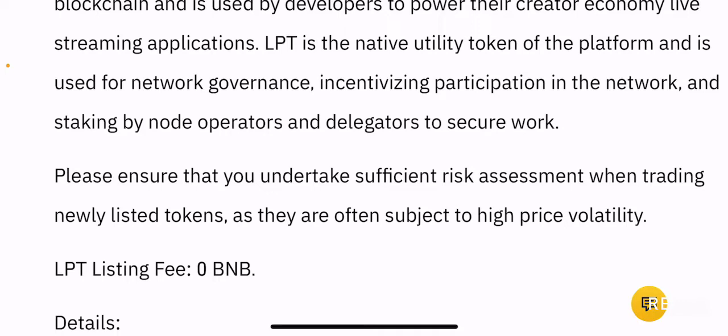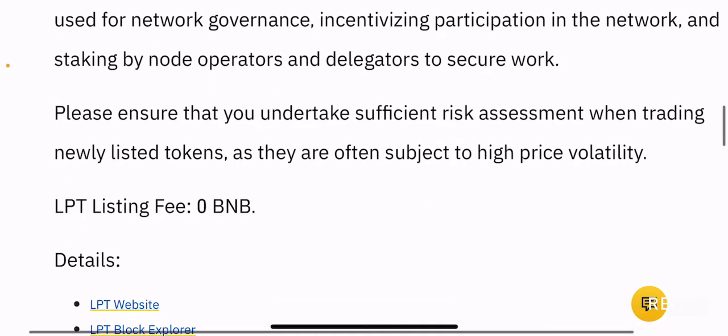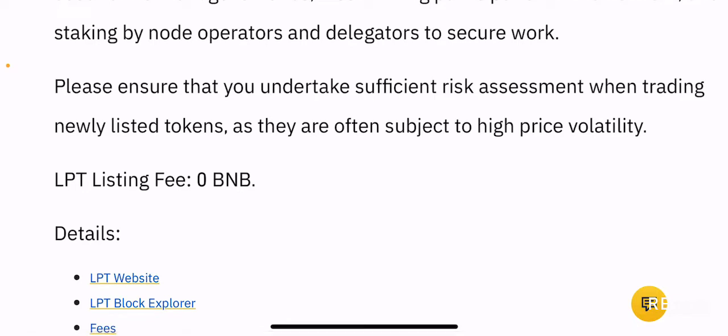So basically, it's a platform that's used by content creators to create live streams to connect with their users, and they can use LPT tokens as a participation reward, which they can stake to secure the network and also get incentives by interacting with the ecosystem, and also get governance rights as well, right? So again, they're basically talking about the risk that is the case for any newly listed token on Binance. So please bear that in mind.